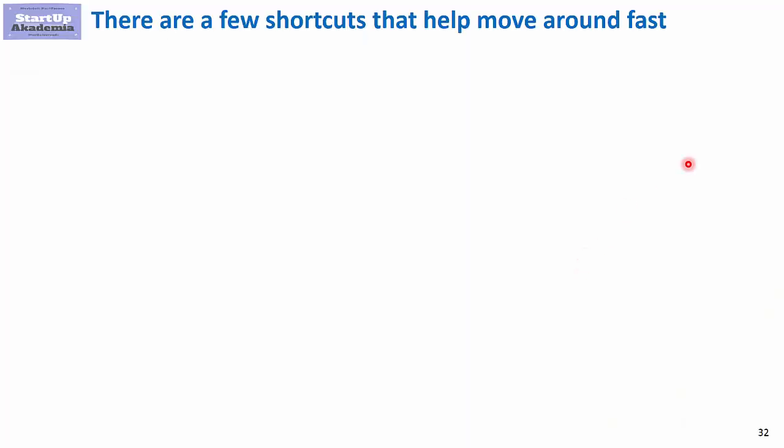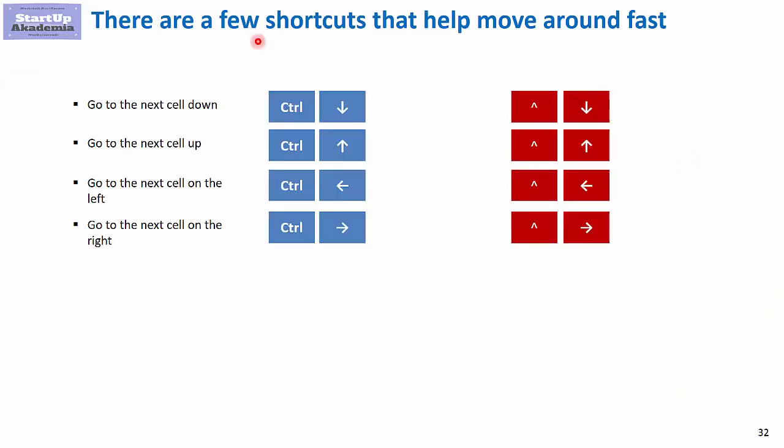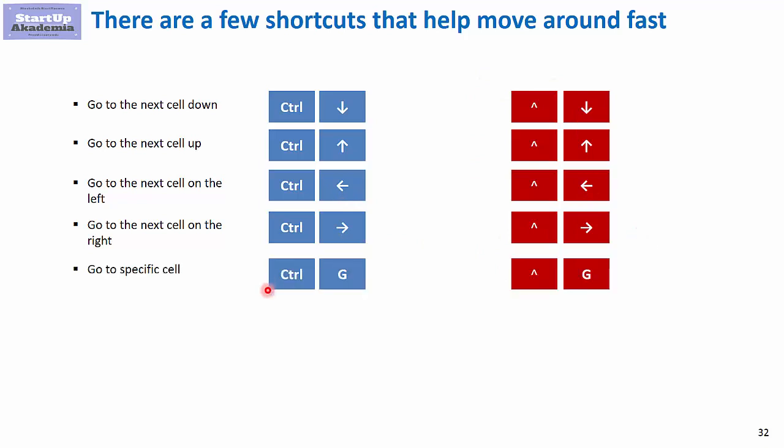So let's make a short recap. First of all, the main shortcuts you would be using to go around are Control and the arrows. So down, up, to the left and to the right, and the same goes for Mac. If you want to go to a specific cell, then Control G for Windows and for Mac, and then you put the exact address. For example, as I have shown you, Y5000, and then it takes you to this specific cell.